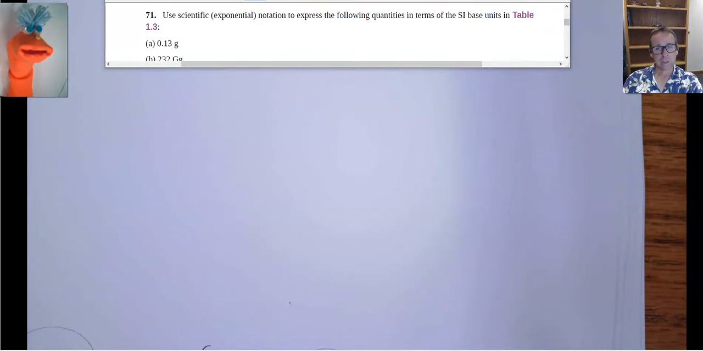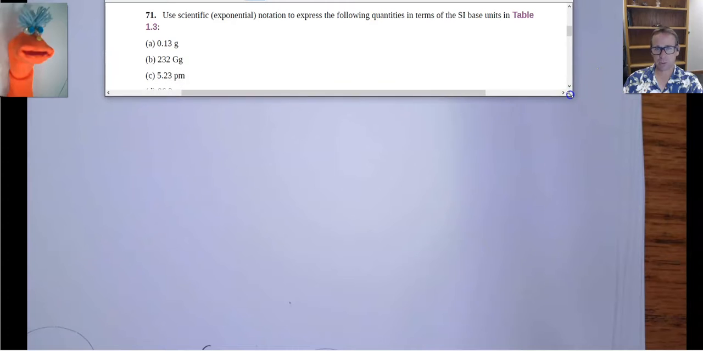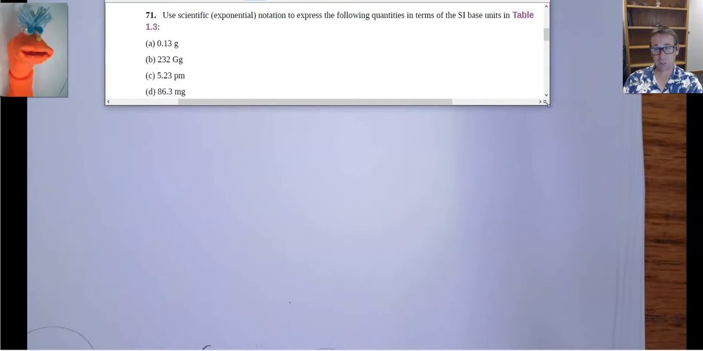All right, so 71. We're going to use scientific notation to express these quantities, but in SI units. This isn't terribly important to remember because, again, different labs use different units. But the SI unit for mass is not grams, it's kilograms. So now we want to express 1.31 grams in kilograms in scientific notation.